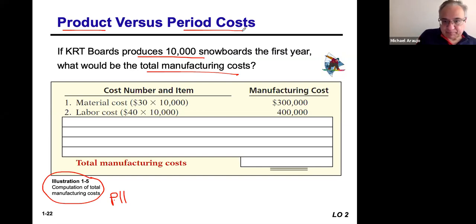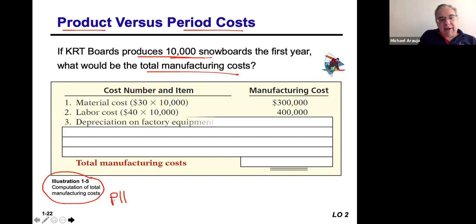Okay. All right. And you'll see that here. So here we have labor. We know that it's going to cost us 40 bucks for labor costs per board, and we're making 10,000 boards. And so labor costs are going to be $400,000 in total.